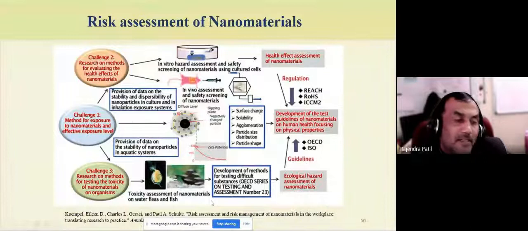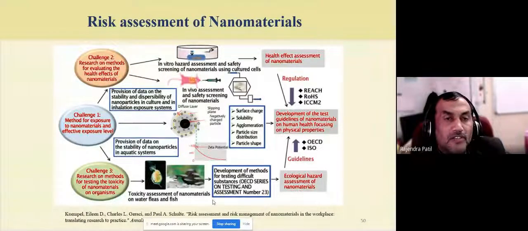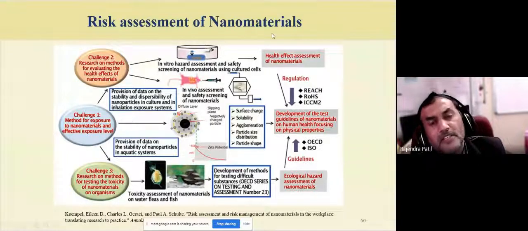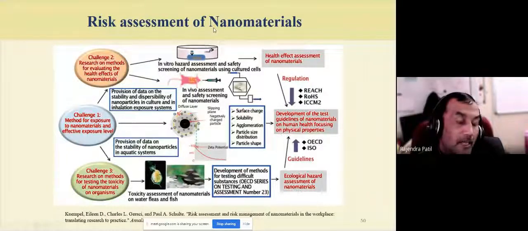So having said this about the cytotoxicity or toxicity of nanomaterial, it becomes very essential to understand the risk assessment of the nanomaterial. This is a very interesting field, and there is great scope to study the nanomaterial. Up till now, there is no documented method to assess the toxicity of the nanomaterials.